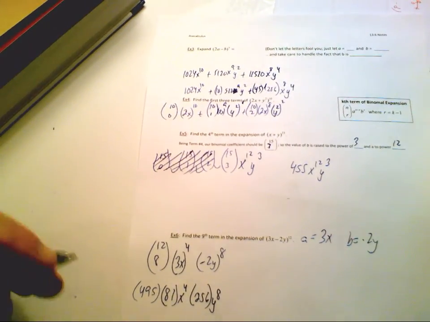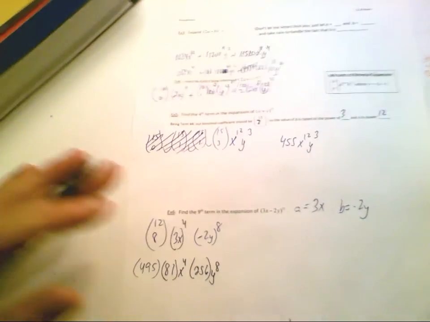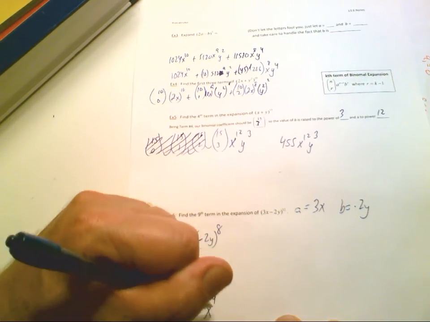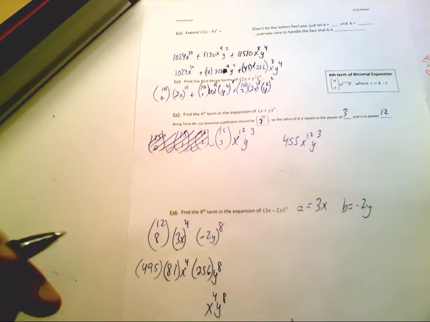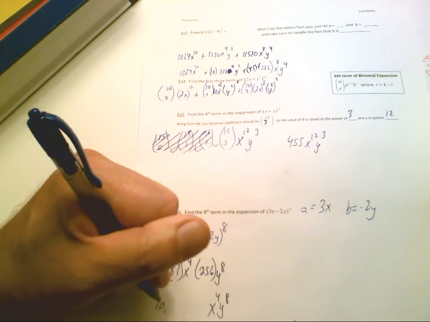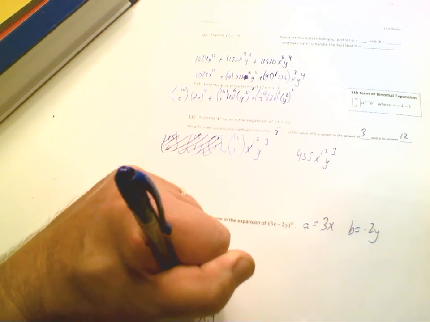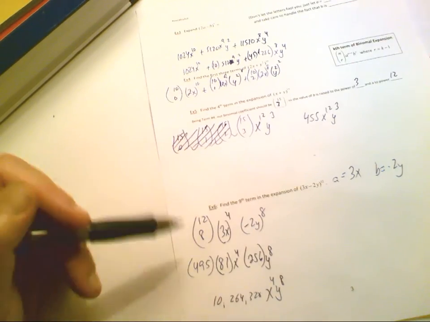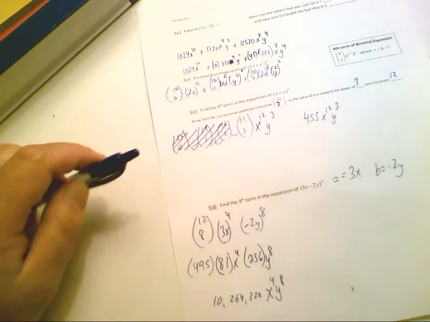So the last step for me is just to multiply. I know I'm going to have x to the 4th, y to the 8th, and the last piece is to multiply 495 times 81 times 256. I'm going to get a pretty big number. It's got 8 digits, so it's in the 10 millions. 10,264,320 x to the 4th, y to the 8th. And there you have it.